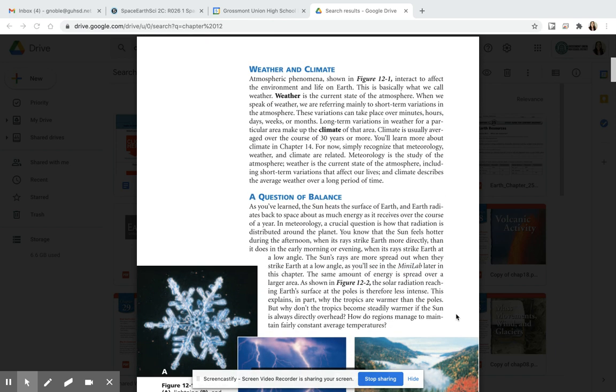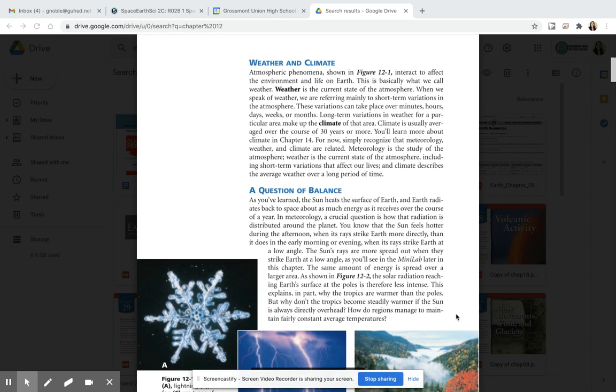Weather and climate. Atmospheric phenomena shown in Figure 12.4 interact to affect the environment and life on Earth. This is basically what we call weather. Weather is the current state of the atmosphere. When we speak of weather, we are referring mainly to short-term variations in the atmosphere. These variations can take place over minutes, hours, days, weeks, or months. Long-term variations in weather for a particular area make up the climate of that area. Climate is usually averaged over the course of 30 years or more.